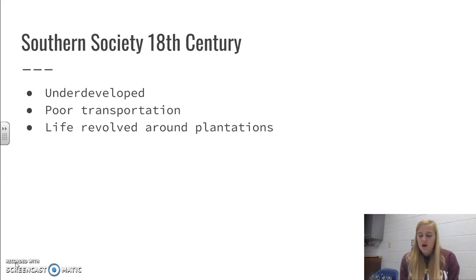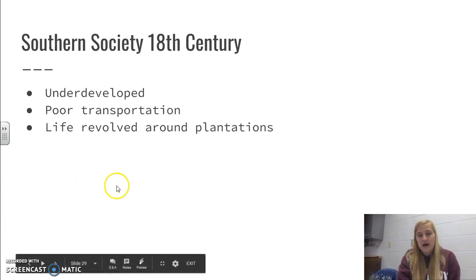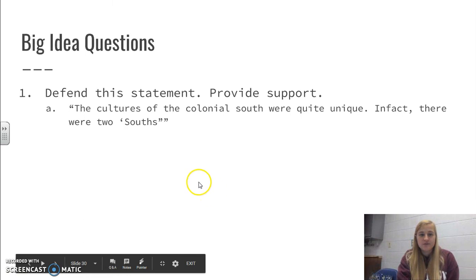There's no major thoroughfares for people to get around. So transportation is really poor. And the way that people got around throughout the colonies was waterways, compared to the north where there are major cities, there are major roads paid for by eventually tax dollars.